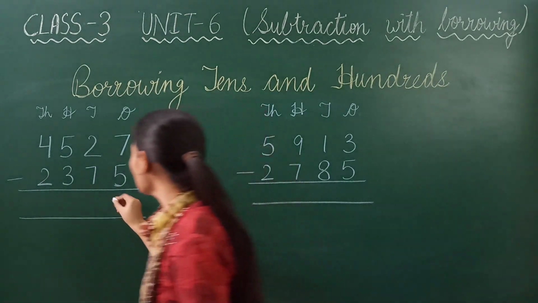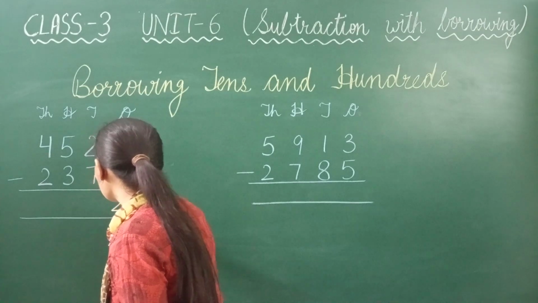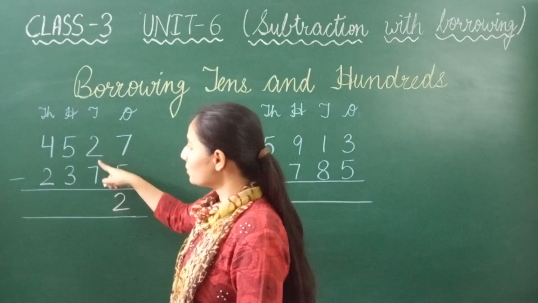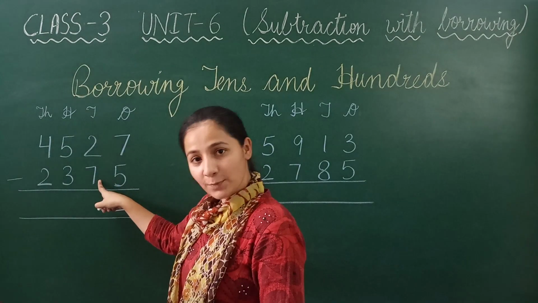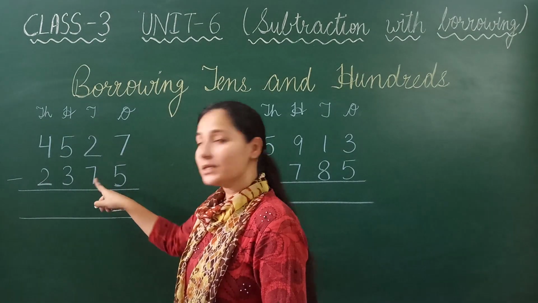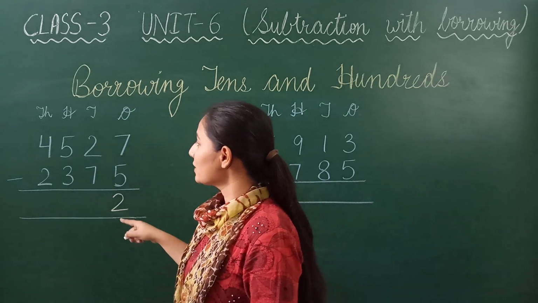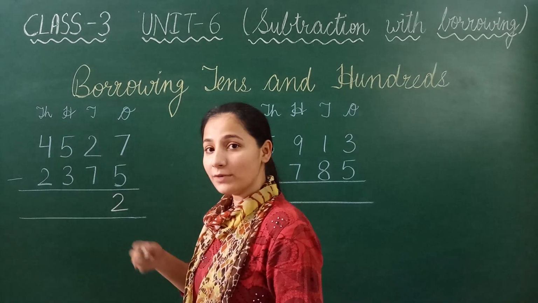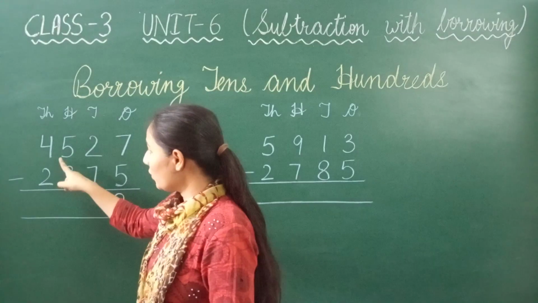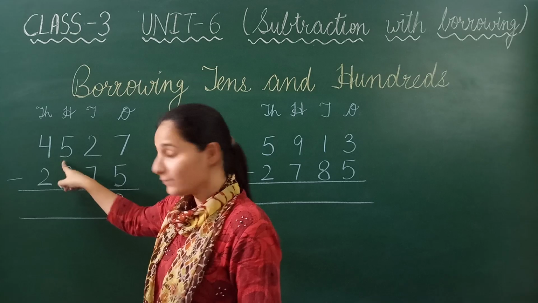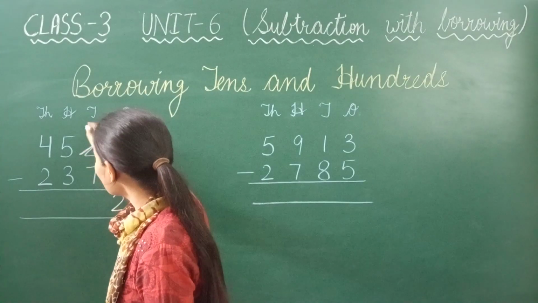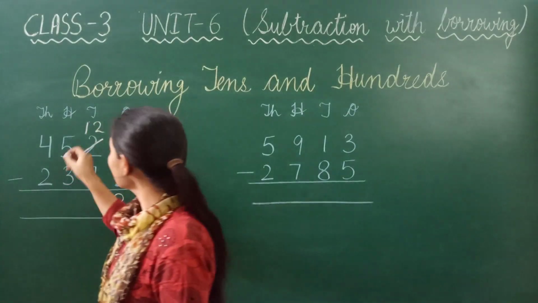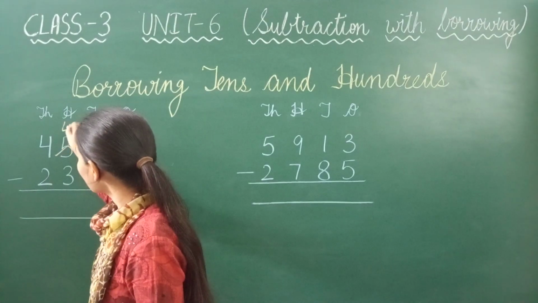Yes, it is 2. Now let's see tens place digit. Here it is 2 minus 7. Is it possible, students? No, it is not possible. We cannot subtract 7 from 2. So what we will do? We will borrow 100 from 5. So it will become 12 tens and 5 will reduce to 4.